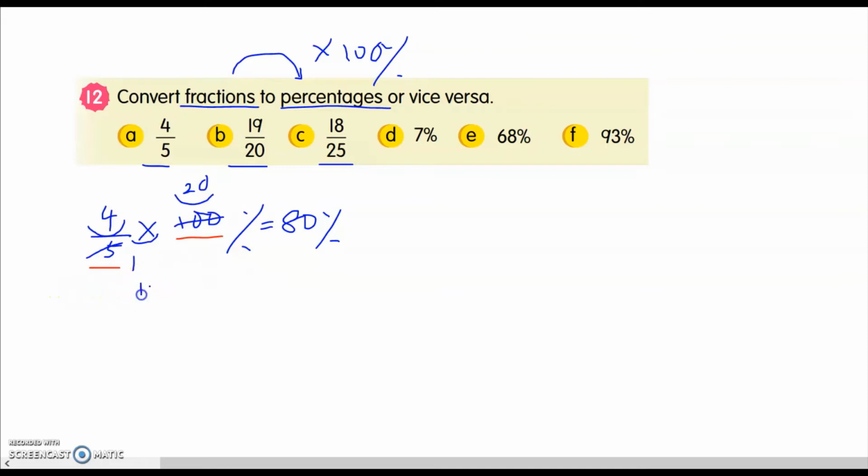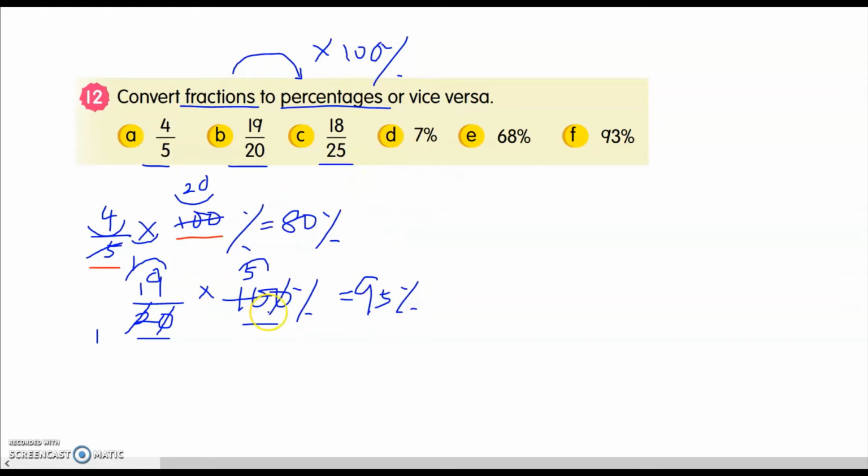Okay, for B, 19 over 20 times 100%. Okay, to change to percentage, you times 100%. Again, you simplify this and this. So you can cross the 0 first, make it smaller. So now we have 2 and 10. 2 and 10, again, they are in the 2 factor, right? So 2 divided by 2 is 1. 10 divided by 2 is 5. So now we have 19 times 5. Okay, 19 times 5, we get 95%.